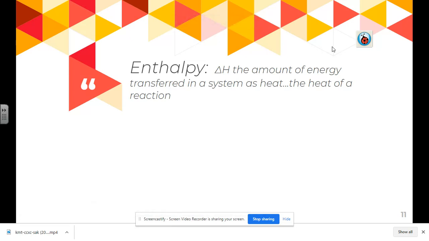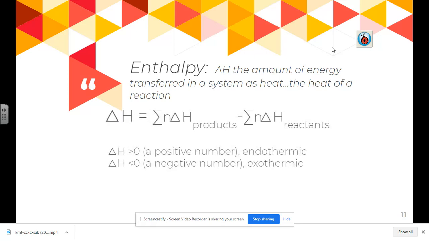Enthalpy, let's talk about this word. It's fun to say. Try it out. Enthalpy. Delta H is the amount of energy transferred in a system as heat. It's the heat of the reaction. So when I ask you to calculate the enthalpy of the system, I'm just asking you about how much heat was either needed or produced in the reaction.